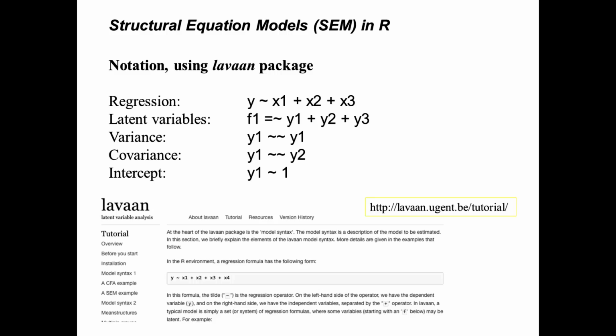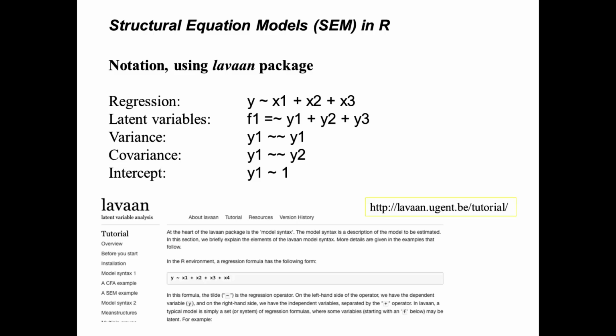It is very similar to when we were using mixed effects models. When you're doing regression, you have the dependent measure on the left, and then the independent measures on the right. For latent variables, you use the equal tilde sign, and that allows you to create the latent variable that you've specified on the left. For variance, you use two tildes, and you have the same variable. For covariance, two tildes, but they're different variables. When you're specifying an intercept, you just say tilde 1.